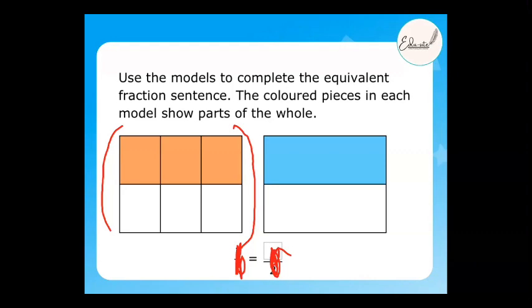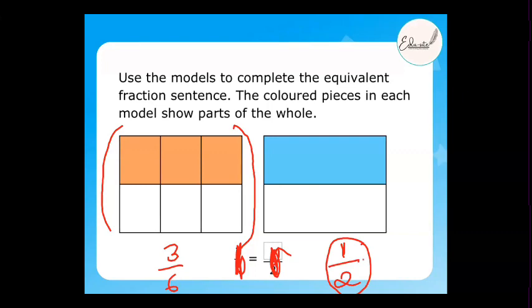The upper one is 3 out of 6. Excellent. It is 3 out of 6. 3 parts are shaded out of 6 parts. And what about the second one, beta? 1 out of 2. Excellent. So it is 1 out of 2.